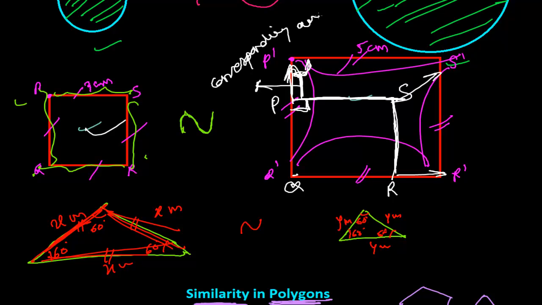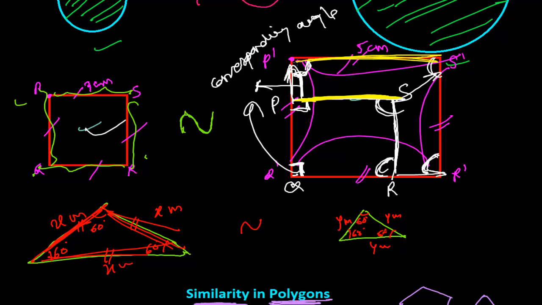Similarly, this is going to match with each other, so you can say that Q dash and Q are both corresponding angles. Here also, angle R and angle R dash are corresponding angles, and angle S and angle S dash are corresponding angles. Now if you talk about corresponding sides, then side PS is respective to P dash S dash. This is just facing this. So you can say PS and P dash S dash are corresponding sides.